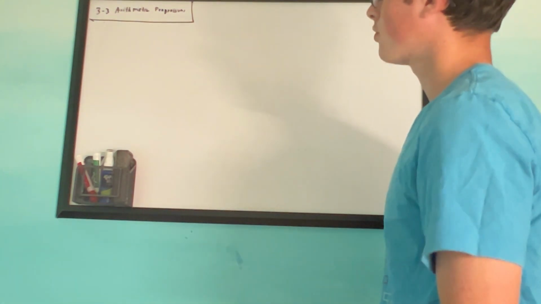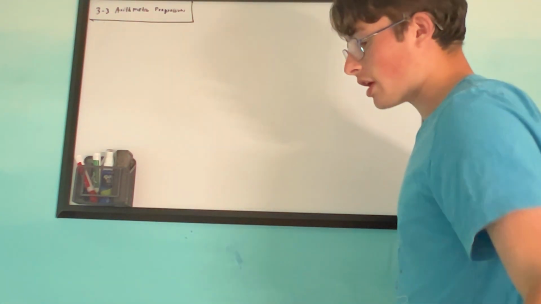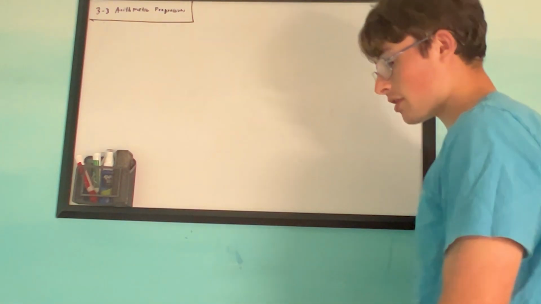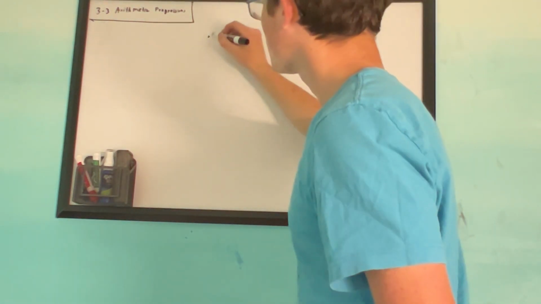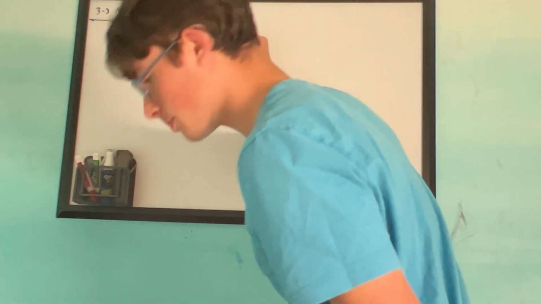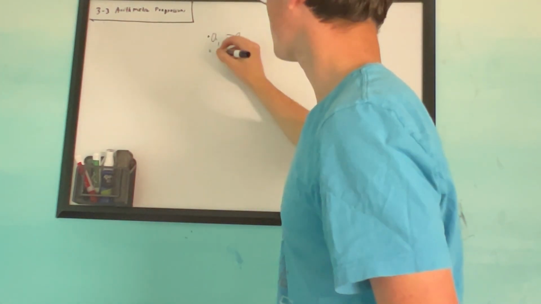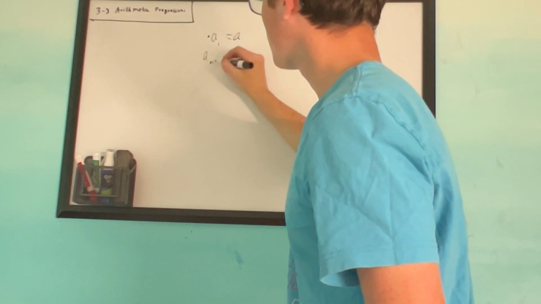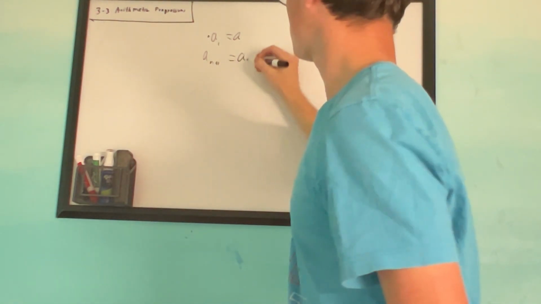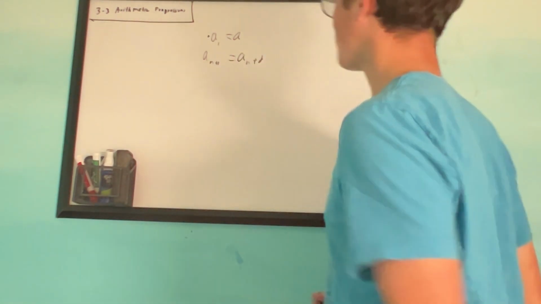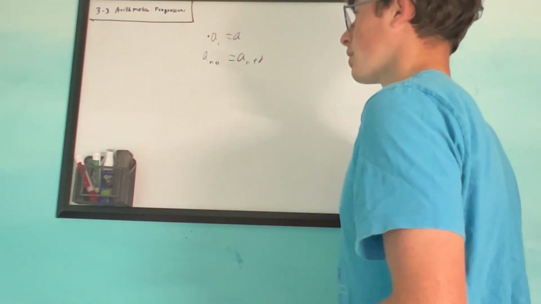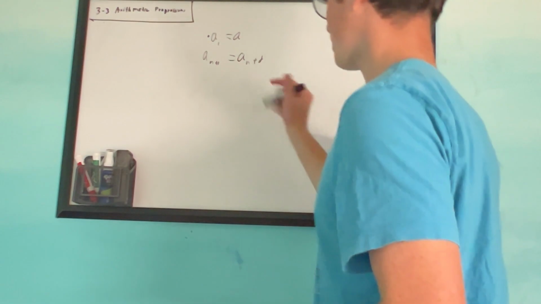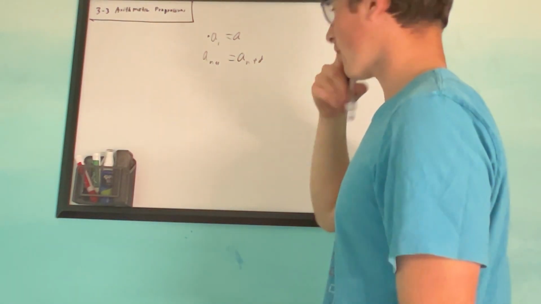These are the notes for section 3, chapter 3. It's on arithmetic progressions. An arithmetic progression is defined as a series where a sub 1 equals a, and a sub n plus 1 equals a sub n plus a common difference that we call d. This common difference will be constant, it won't change. So d will always stay constant for a single series.